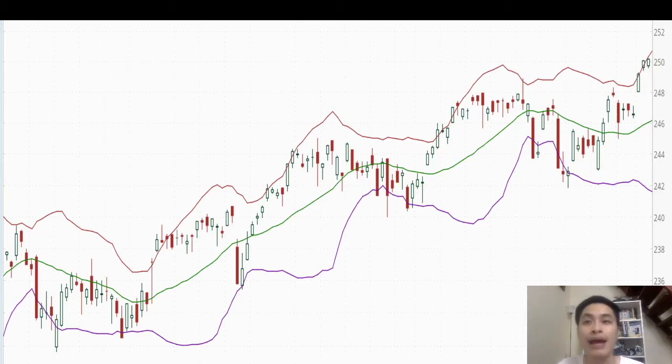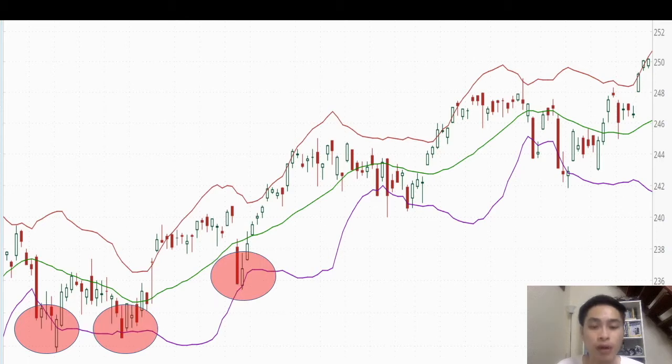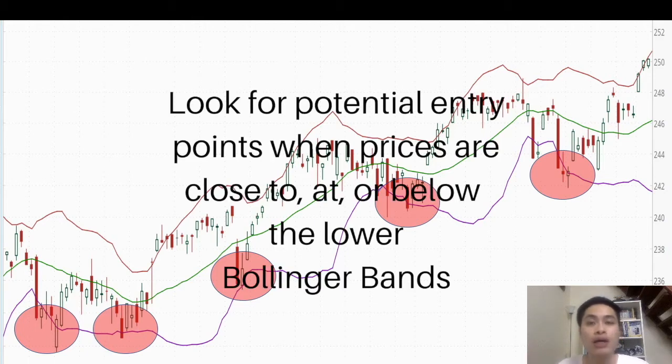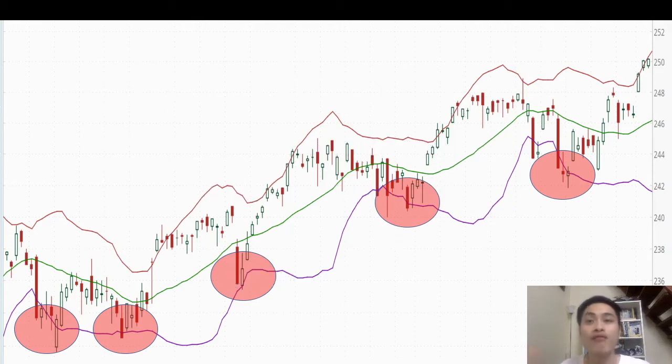The second strategy is when prices are at the lower part of the Bollinger Band. We can look to buy at those points, like this point here, this point here, this point here, this one, and this one. When prices are at the lower part of the Bollinger Bands, this can indicate to us that prices are oversold. Prices that are oversold tend to rise rather than decline. Therefore, when prices are close to, at, or below the lower Bollinger Band, we can look for potential points to buy the stock.